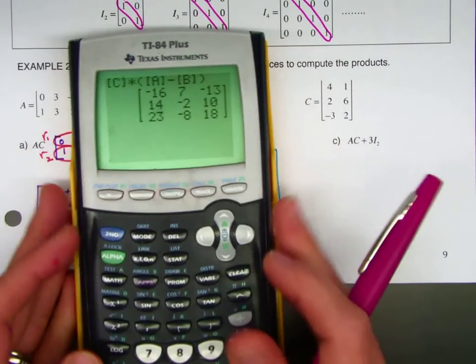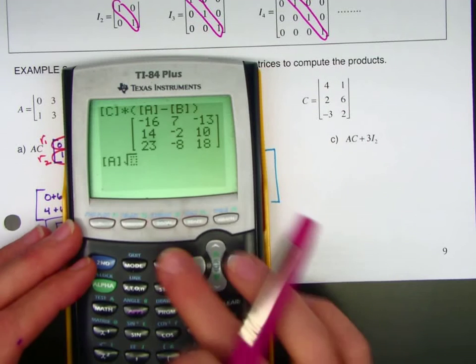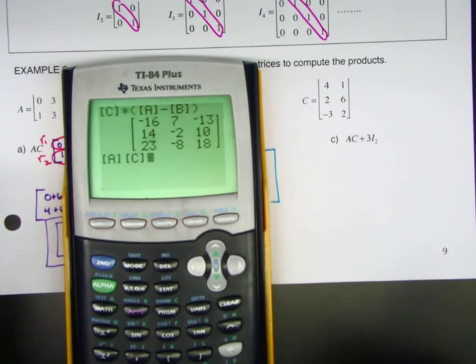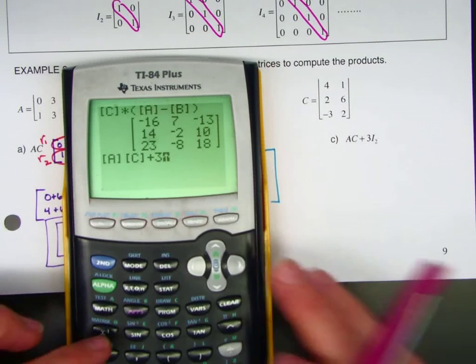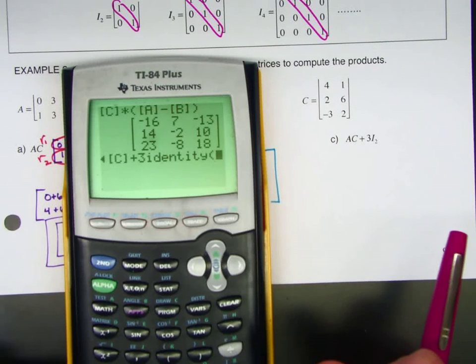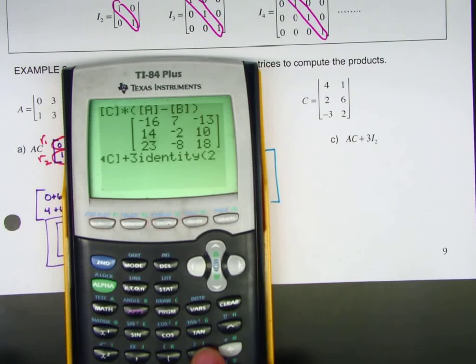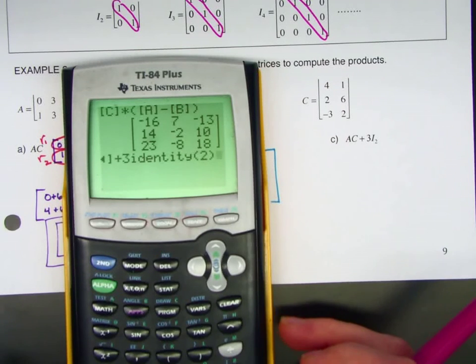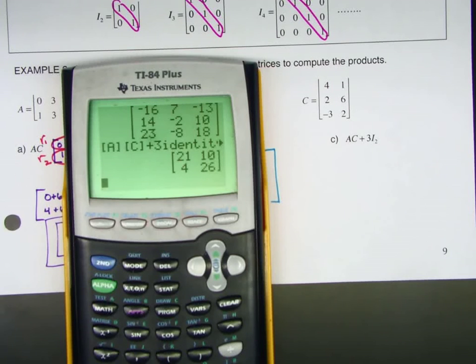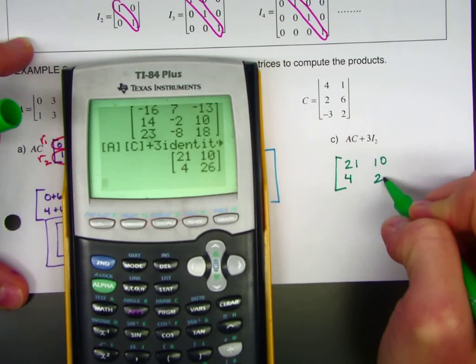So what we have here then, we're going to retype AC. Ugh, keep doing that. So we have AC plus 3. And if you go to matrix and you go to math, then we have this identity feature. This is your identity matrix. And what size do we want? Yeah, we want the 2 by 2. So I just put a 2 in there and that parentheses. Where do you go to get that? Math, matrix math. Okay. I think it's number 5. Then you press enter, and then we can have our answer here. So this is 21, 10, 4, 26.